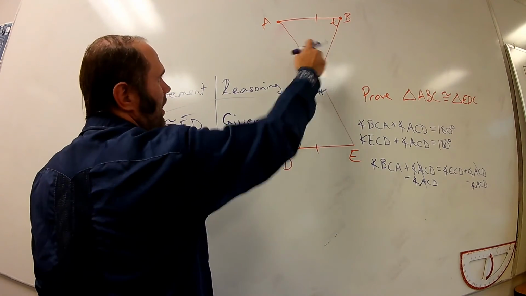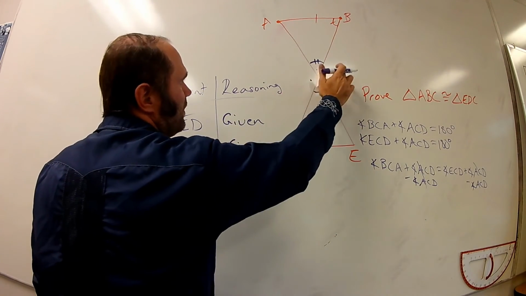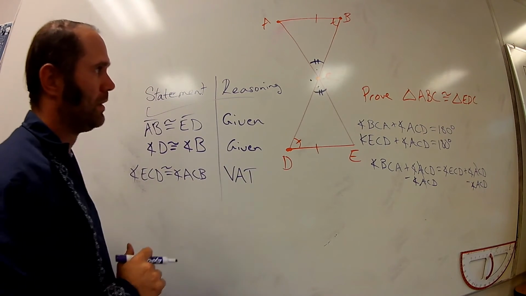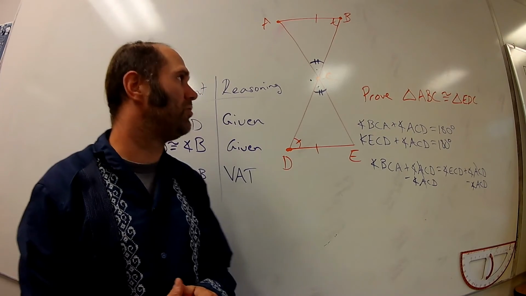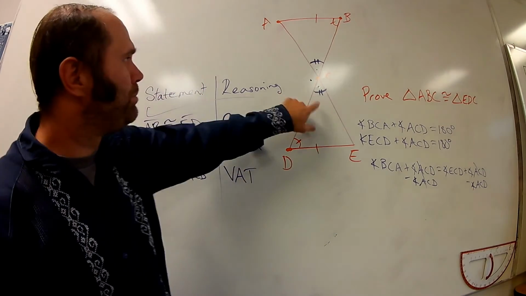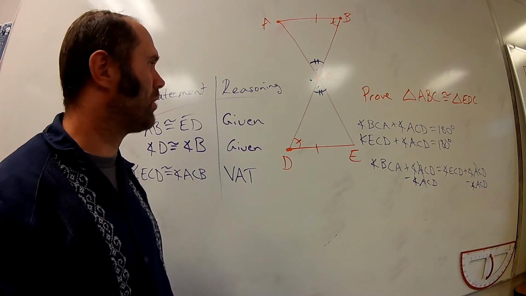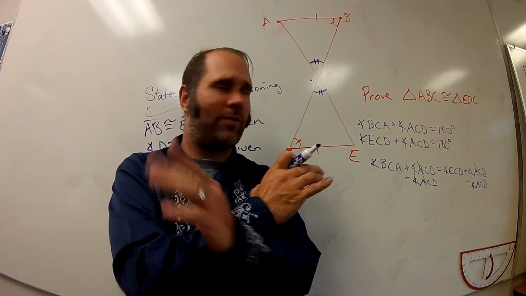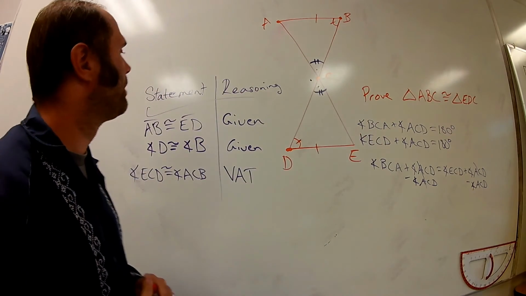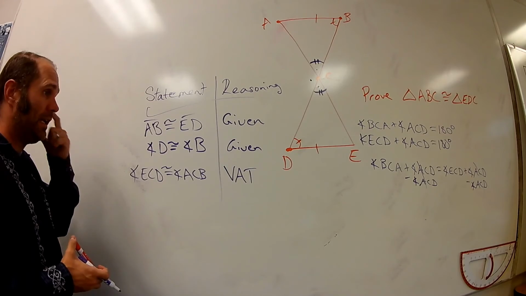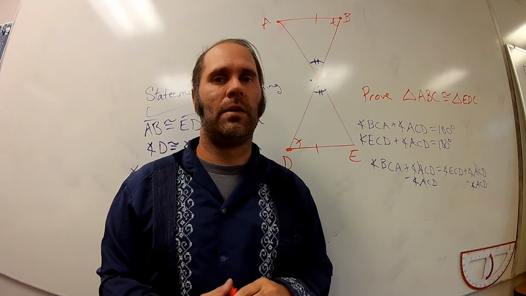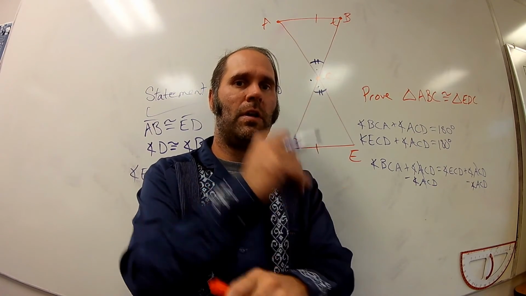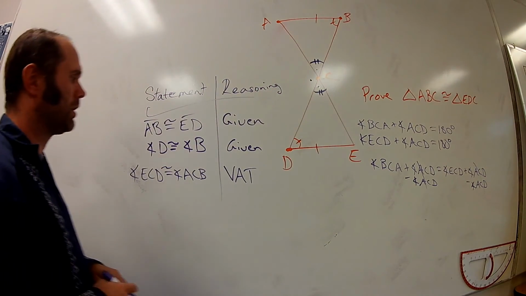This angle and this angle are congruent. This angle over here and this angle over here are congruent. Because they are vertical angles, they are vertical apart from each other on either side of the two lines that are crossing, forming that X. So that's the VAT. It just proves that this is always true no matter what two lines cross. The angles opposite each other are congruent.